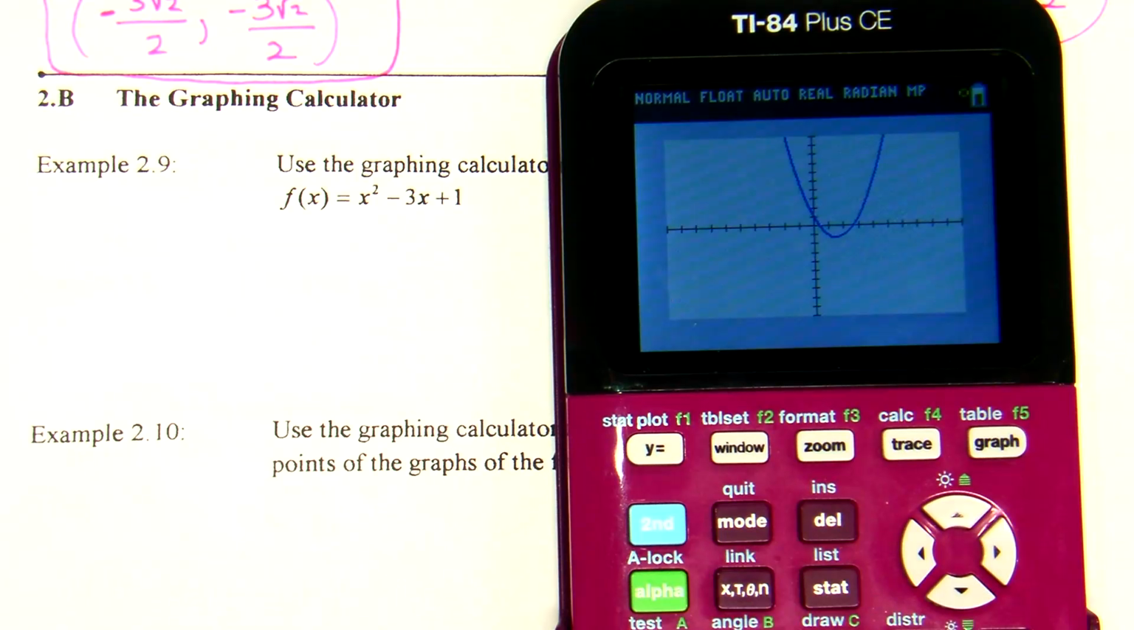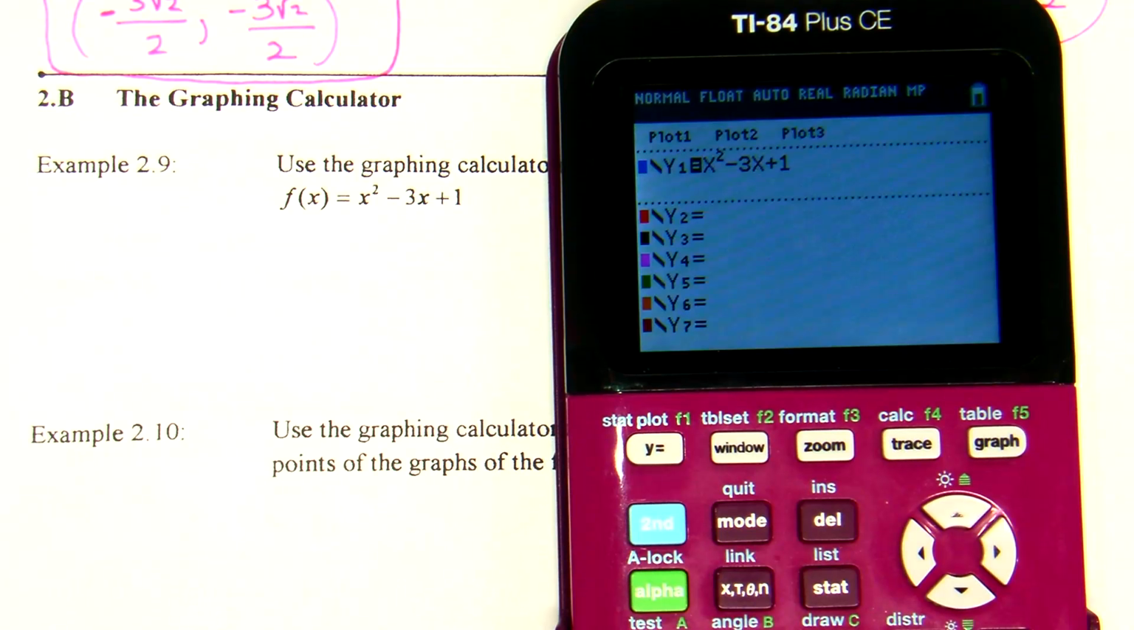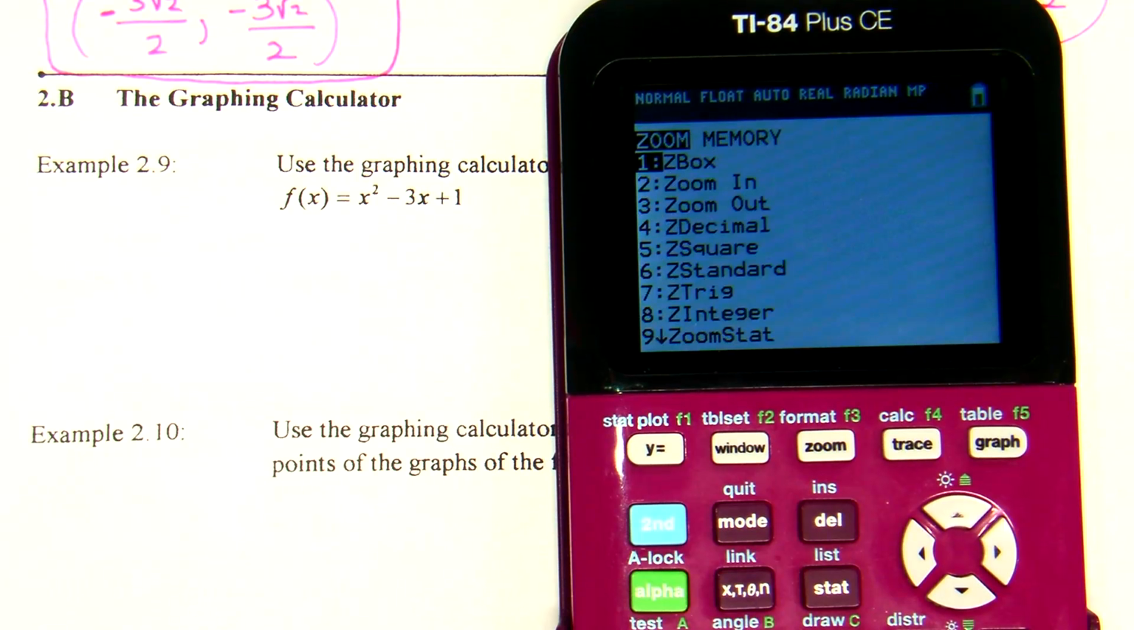Yeah. So y equals, when you type it in, remember x, the variable is right here next to the alpha. And then you can either hit graph, or, not knowing what I graphed last, I like to go into zoom and use Z standard, which is number 6.